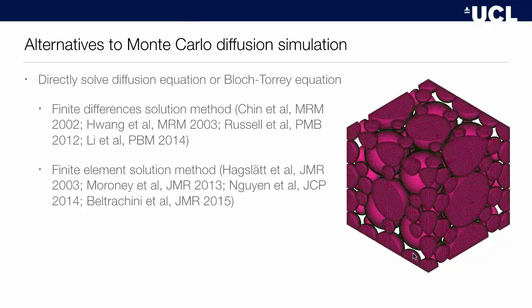So there are a few alternatives. Monte Carlo diffusion is not the only way to do this analysis. As Everett mentioned, you can directly solve the diffusion equation or Bloch-Torrey equations. And there are a number of ways to do that. So early on, in 2002 to 2003, and more recently, people have been using a technique called finite differences. It's basically a simple discretization of the partial differential equation involved. And there's a more powerful technique, perhaps numerically more robust, called the finite element method, which has also become quite popular.